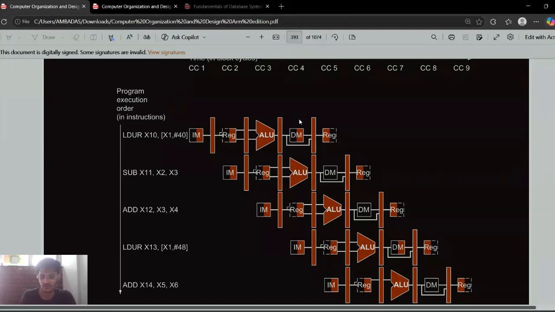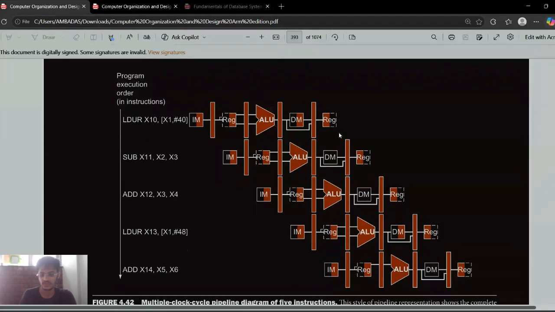Once we load the data, we are going to store it in this MEM/WB register, which is nothing but the write back stage. That's given in the previous pages. They have mentioned all the stages. You guys can go through it.